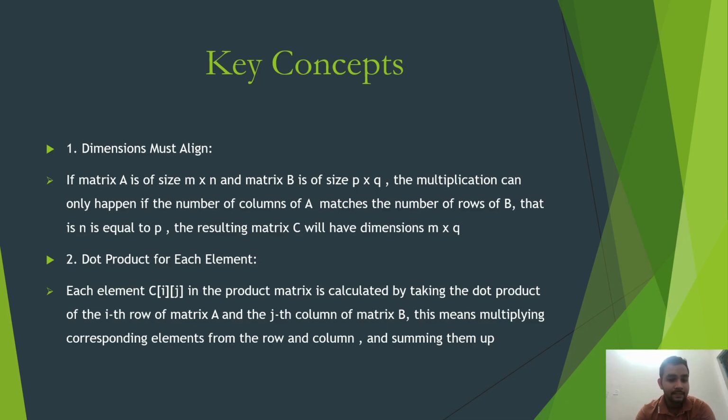Basically, each element Cij is calculated by the dot product of the ith row of matrix A and the jth column of matrix B. That means multiplying corresponding elements from the row and column and then summing up.